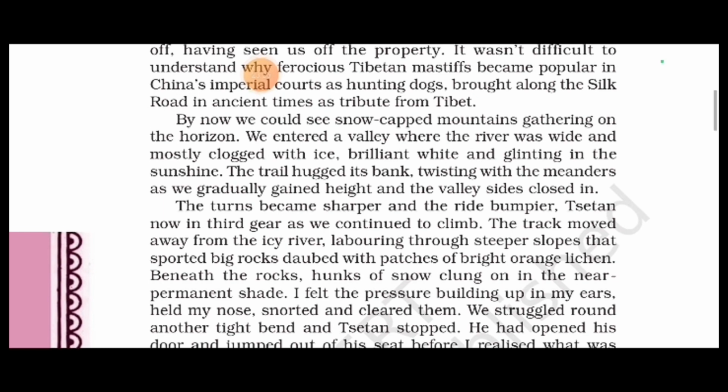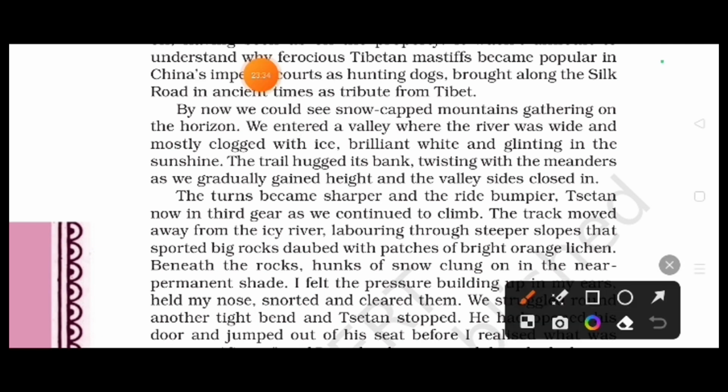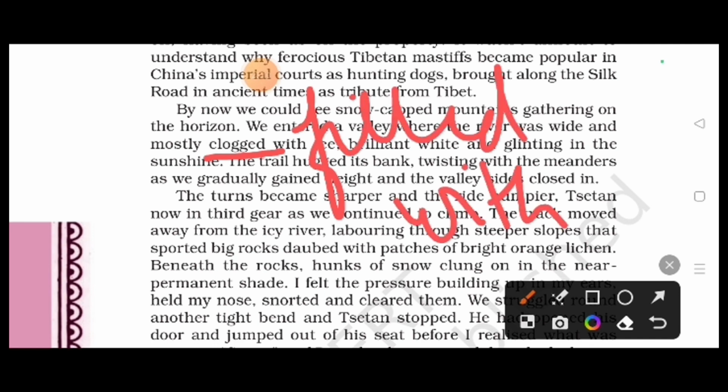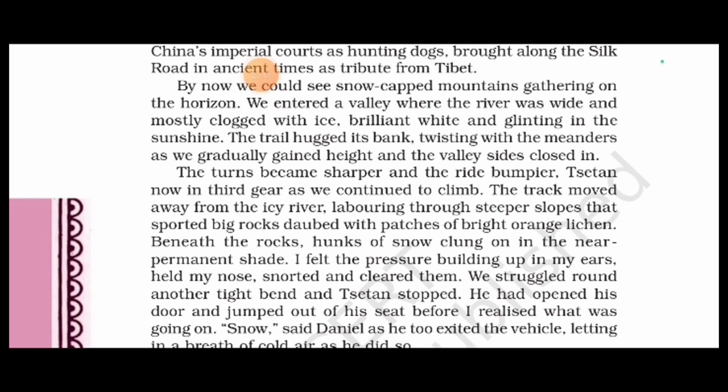We entered a valley where the river was wide and mostly clogged with ice. Clogged with ice, filled with ice. Clogged means filled. It was filled with ice, brilliant, white and glinting in the sunshine. Glinting is actually sparkling, or twinkling with sunshine.